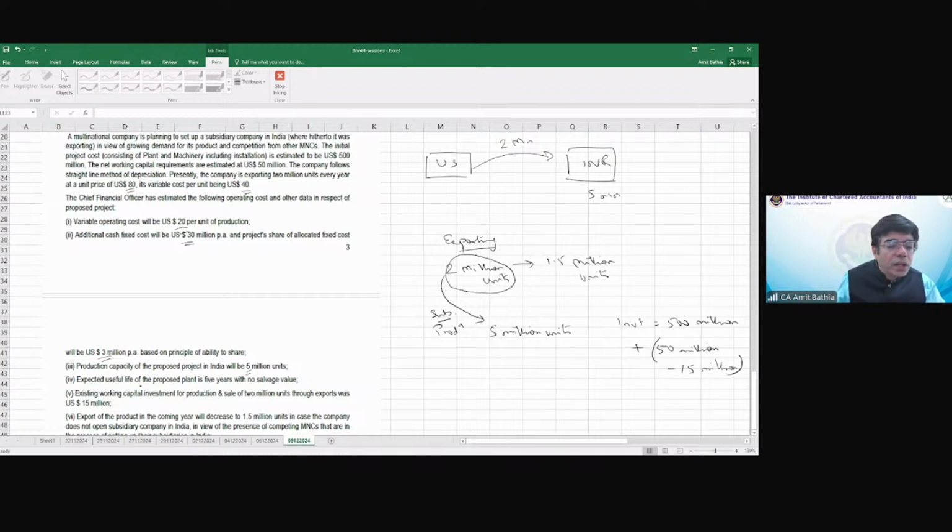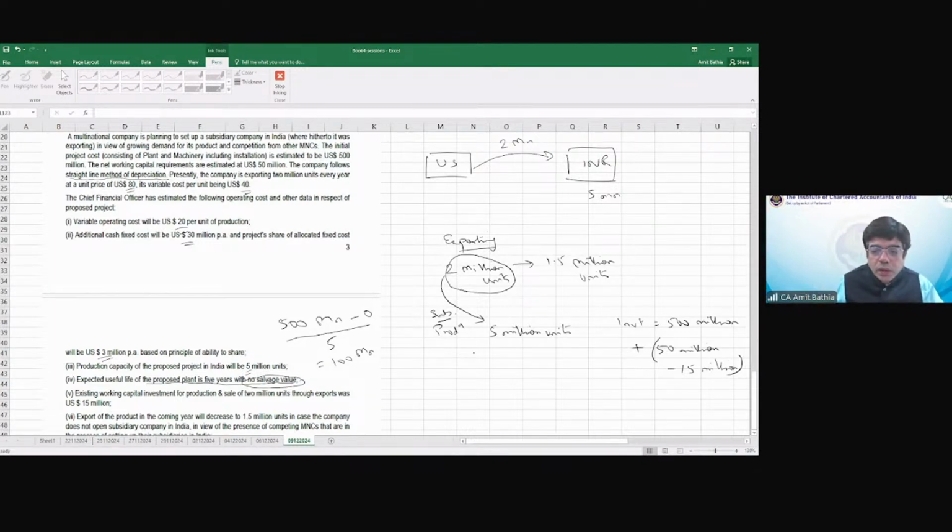Are you with me? As far as depreciation is concerned, you are told it is the straight line method and there is no salvage value. So how much is my investment in plant and machinery? 500 million, minus salvage value of 0, divided by life in number of years, which is 5. So how much will be my depreciation per year? 100 million. Are you all with me? All right.